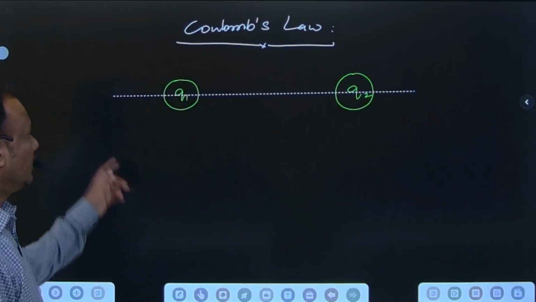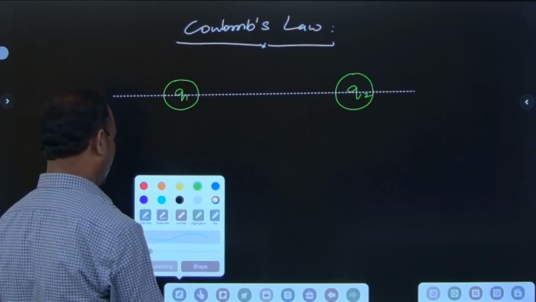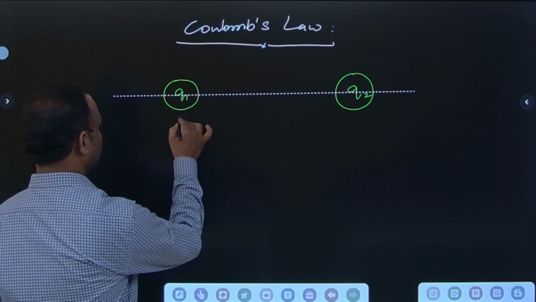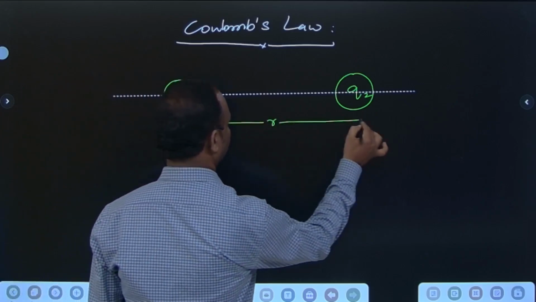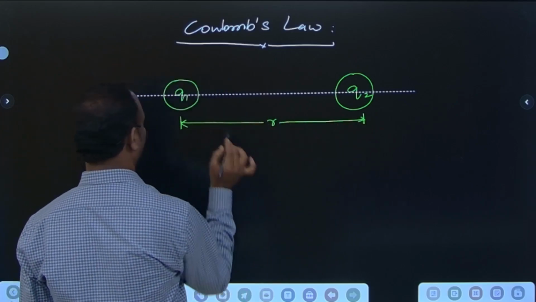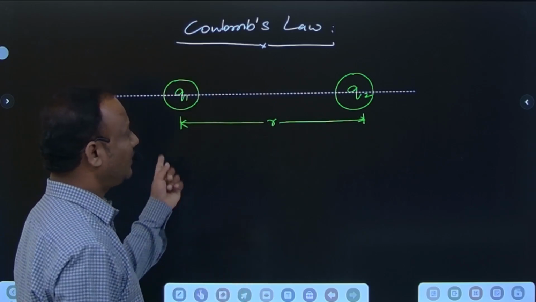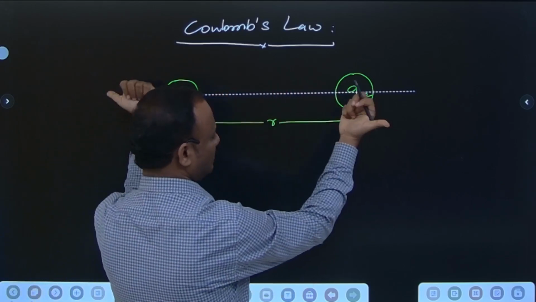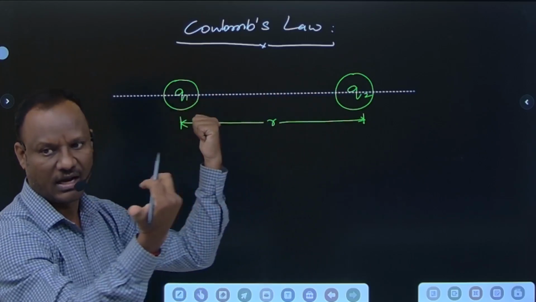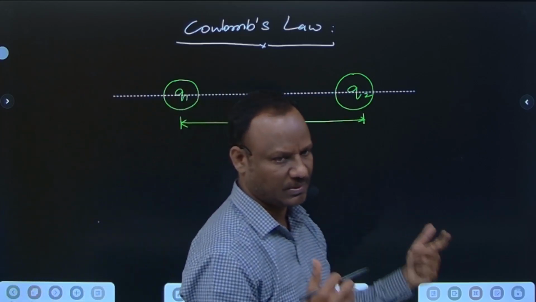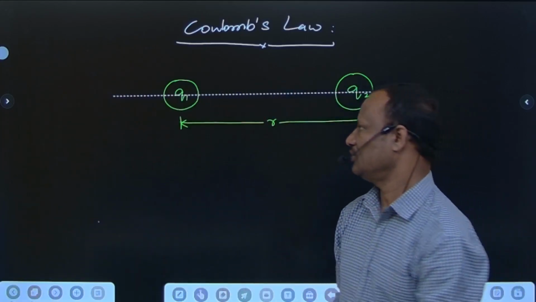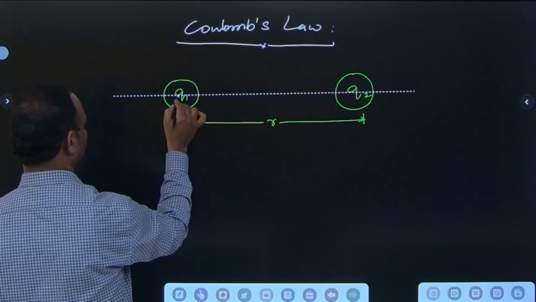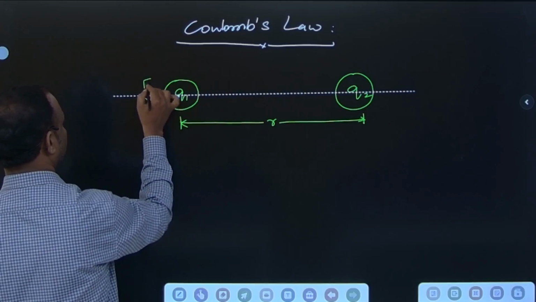They may be attracted or repelled. This distance is R. Attraction means towards this, repulsion means away from this. Attraction means unlike charges, repulsion means like charges. So if I have this Q1 and Q2, the force is F.